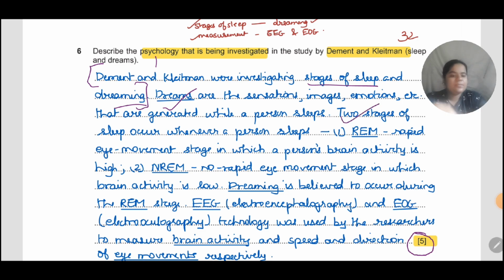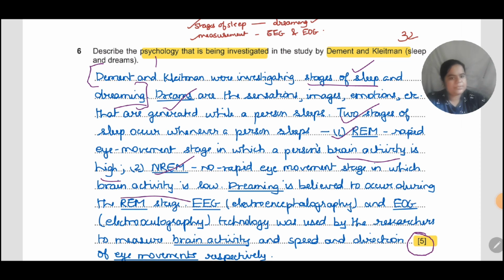Then we give the two stages of sleep, because we just mentioned in the first line two stages of sleep, so we need to explain which are those, one line on each, because the answer is for 5 marks. So I cannot go into too many details of each. I won't be able to complete the answer. I'll miss out on the rest of the concepts. So in one line I've explained what is REM, one line NREM. For REM we have mentioned that the brain activity is high. For NREM we have mentioned that brain activity is low.